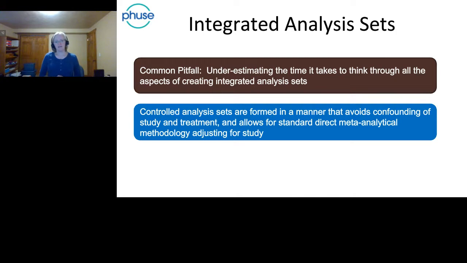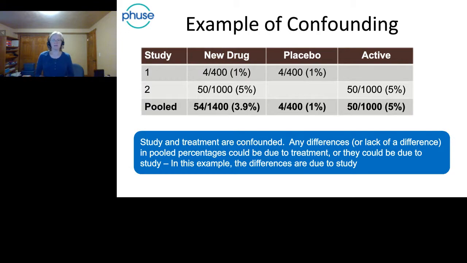And one of the key things when making integrated analysis sets is that you create them in a manner that avoids confounding by study and treatment, and also allows for meta-analytical methods adjusting for study. So we're going to talk about these terms right now. These are very key terms when you talk about integrated analysis sets. You've got to understand what confounding means and how key stratification by study is. So let's start with confounding, and I'm going to talk about it in the context of an example, right?